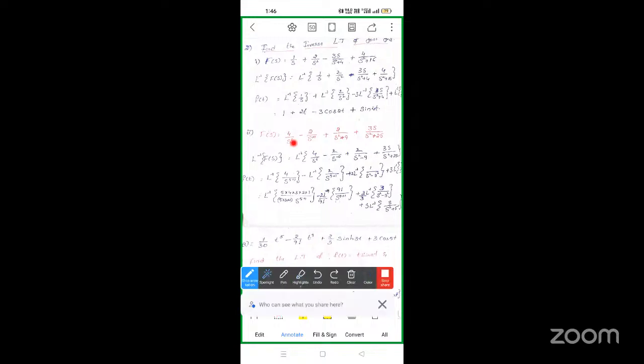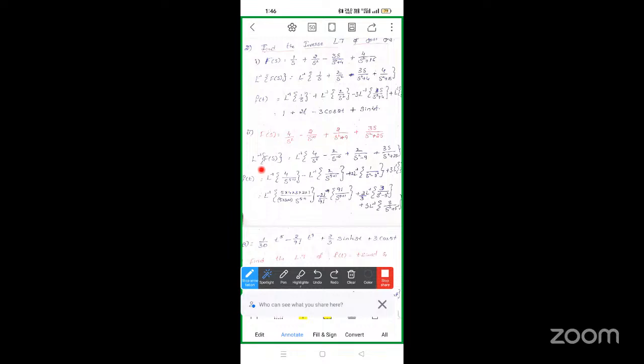So next, second example: f of s is equal to 4 by s power 6 minus 2 by s power 10 plus 2 by s square minus 9 plus 3s by s square plus 2s. Same question here also: find the inverse Laplace transform of the following function. So next, taking L inverse on both sides.